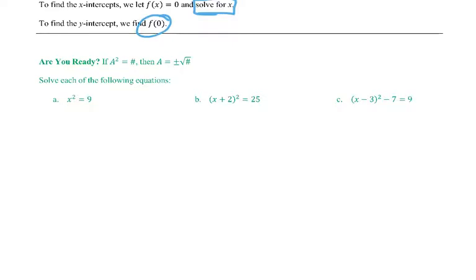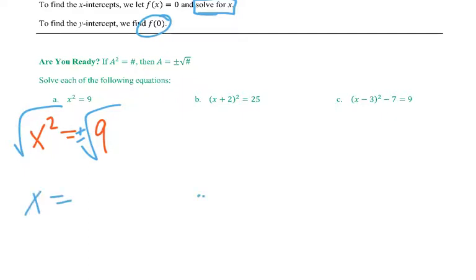Remember, if a squared equals a number, then a equals the positive or negative square root of that number. So that's a good reminder, because when we see x squared equals 9, to solve that, we're going to have to take the square root of both sides. So x squared equals 9. We're going to take the square root of both sides, but remember that that's going to give us a positive and negative answer. So we get x equals positive or negative 3.